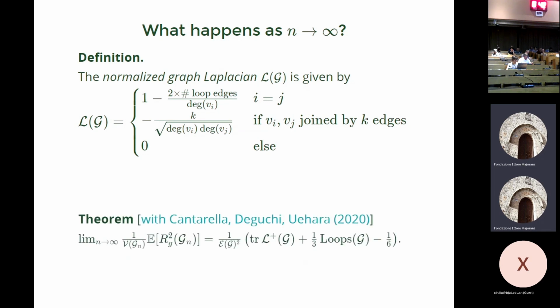And the theorem is that I'm looking at the expectation of the radius of gyration. This is the mean squared distance to the center of mass, normalized by the number of vertices, because otherwise this would be going to infinity. And what do you get? Well, you get something that's 1 over the square of the number of edges, times the trace of the pseudo-inverse of this normalized Laplacian, so just the sum of the reciprocals of the non-zero eigenvalues of this thing, plus the number of loops of the structure graph divided by 3, minus this stupid constant 1/6.